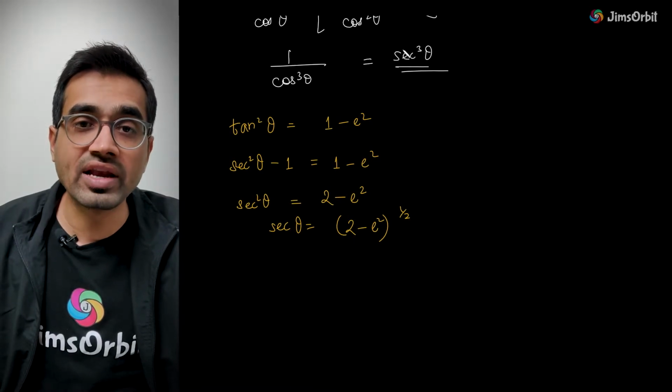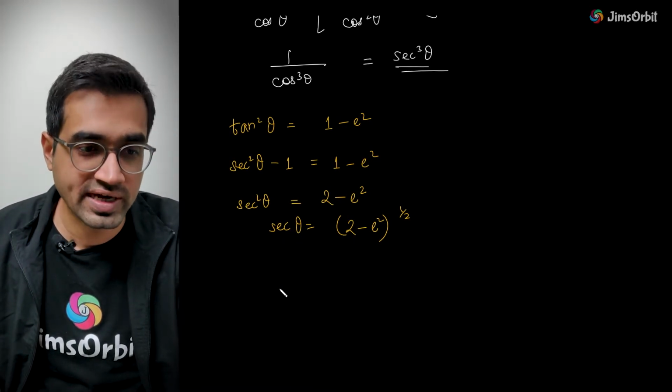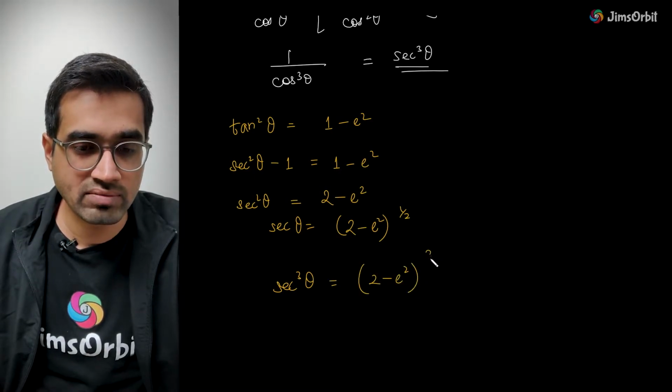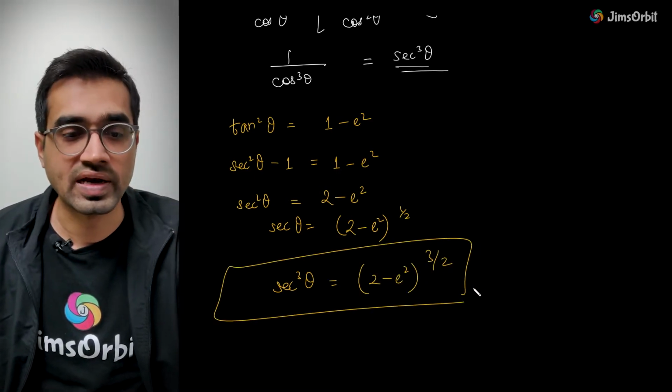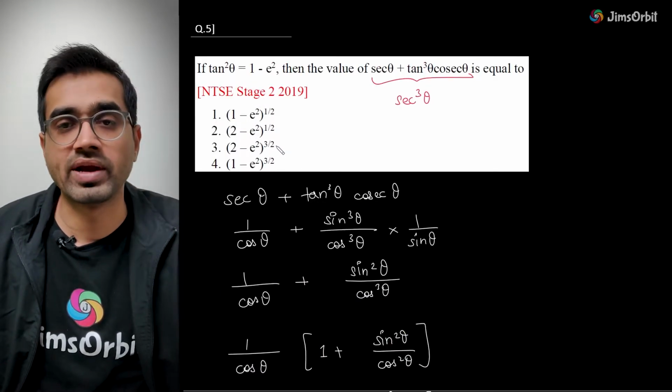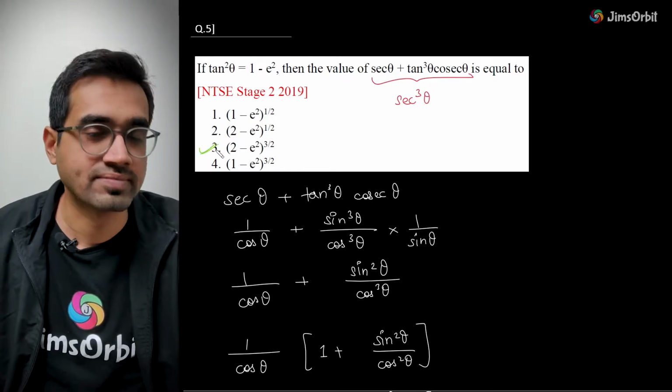Okay. Now you have to find the value of secant cube theta. You already know secant theta. So what would be the cube of it? Just the power 3 of it. So it will become 3 by 2. That's the final answer. Let's check for the final answer. 2 minus e square, which is this one, and power is 3 by 2. So this is the correct answer, the option 3.